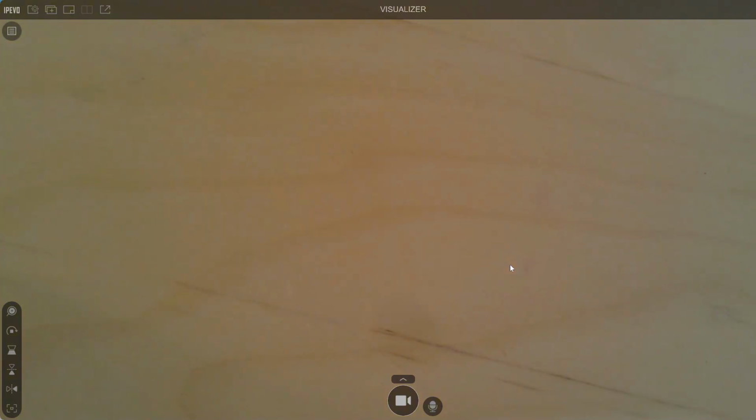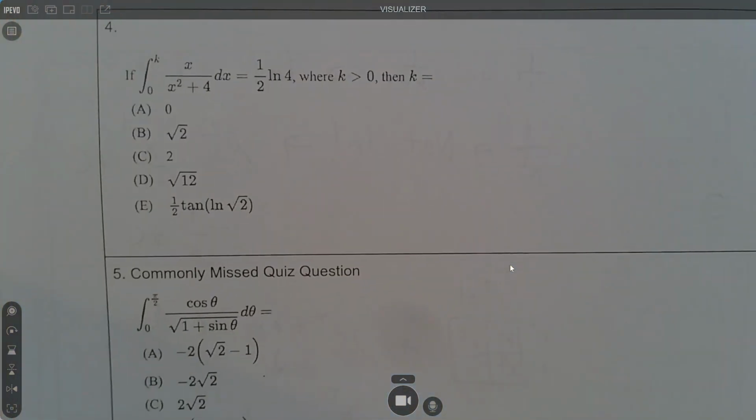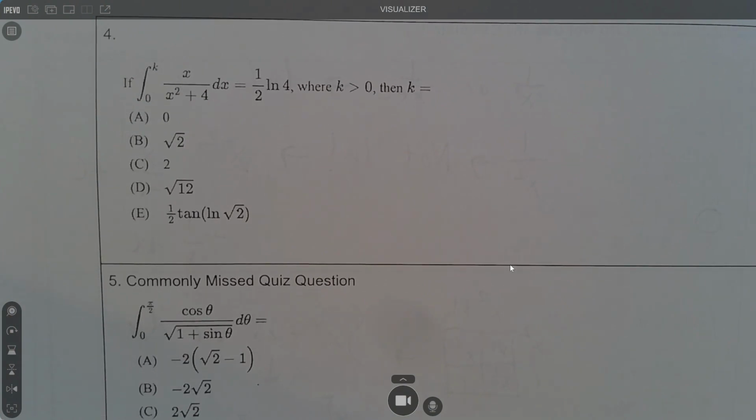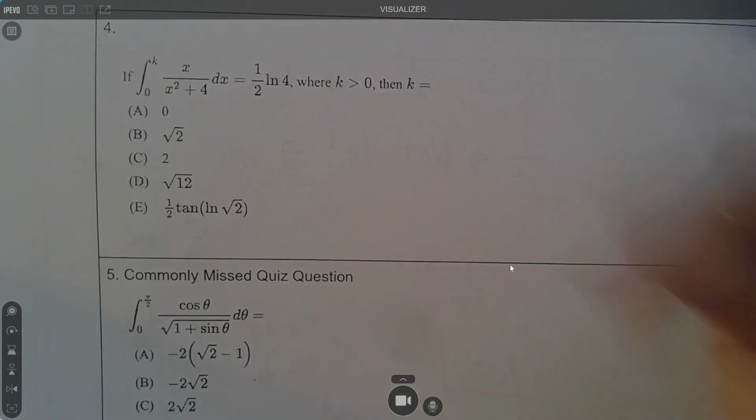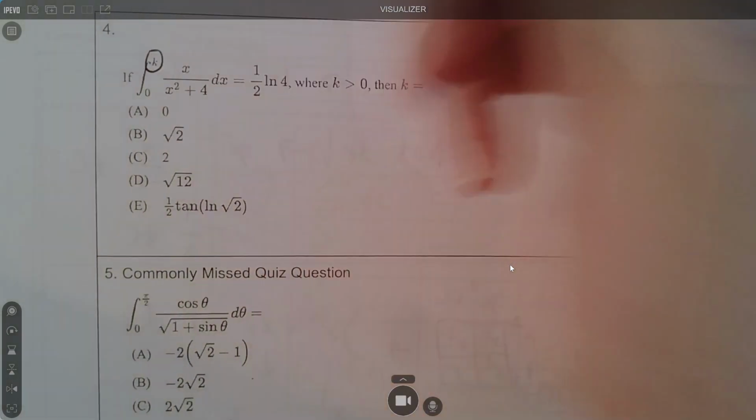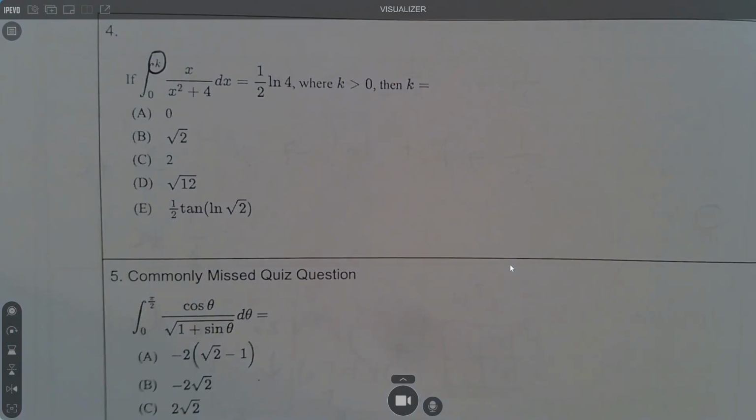Moving on, number 4. We got a couple challenging ones to start us off, but then it gets easier later on. This is a problem I like a lot. So this is solving for k. You're actually given what this definite integral equals. You know this definite integral equals this value, but you want to find that k. And you know k is greater than 0.